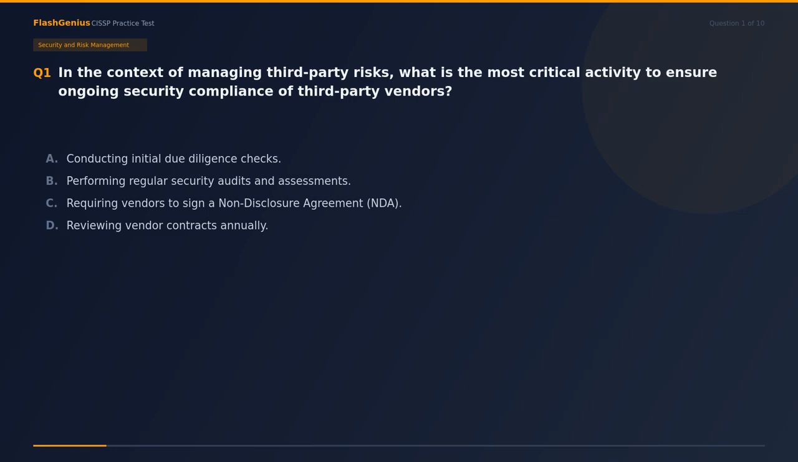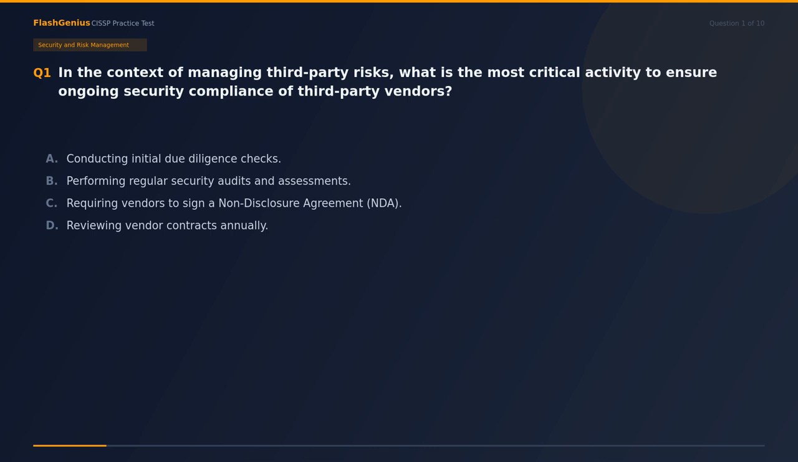Question 1. In the context of managing third-party risks, what is the most critical activity to ensure ongoing security compliance of third-party vendors? Option A, conducting initial due diligence checks. Option B, performing regular security audits and assessments.